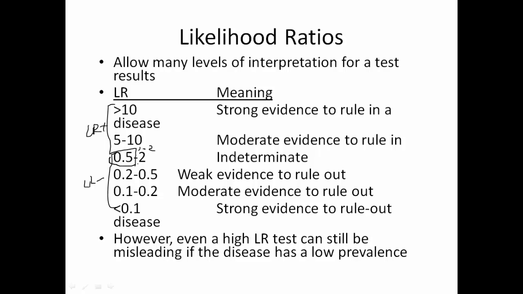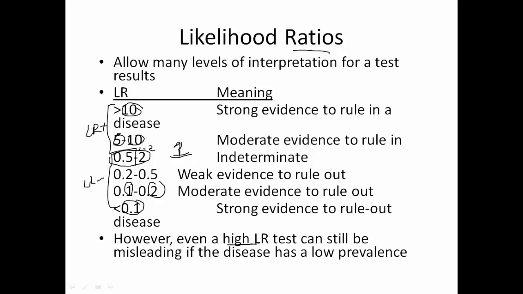This particular diagram says that anything surrounding 1, which, since these are ratios, you can think of as a line of no effect, doesn't really change the probability that much. For likelihood ratios for negative tests, 0.2 to 0.5 is weak. 0.1 to 0.2 is pretty moderate evidence, and less than 0.1 is strong evidence. Look at it like this: 10 inverted is 0.1, 5 inverted is 0.2. These are relationships to each other, and you can look at it that way.